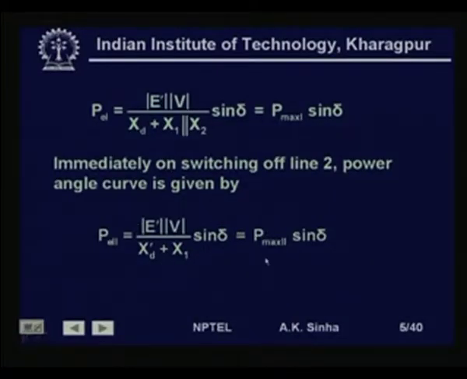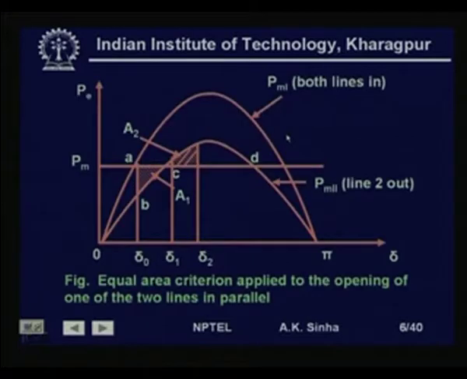We call this P max 2 into sine delta, because this is the maximum power which can be transferred during this situation where one of the lines is switched off. So we can draw the power angle characteristics for both situations. First, when both the lines are in, we have the power angle characteristics of the machine given by this relationship, and when one of the lines is out, we get the power angle characteristics which will be like this.